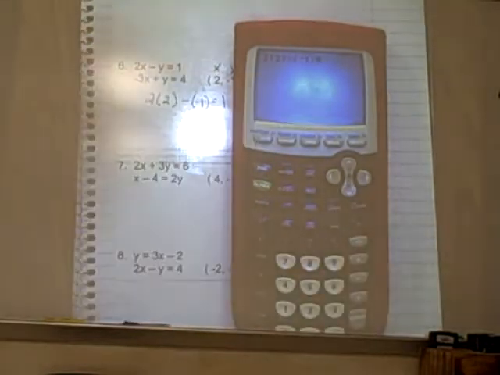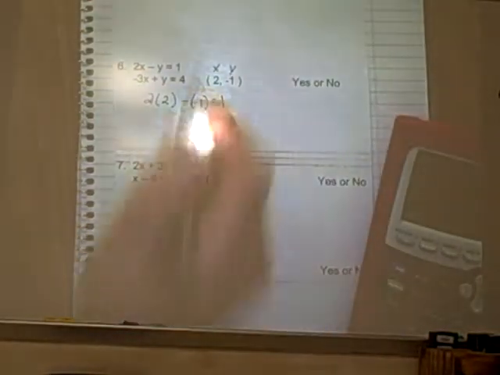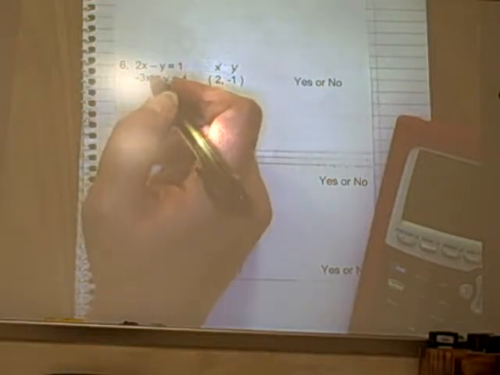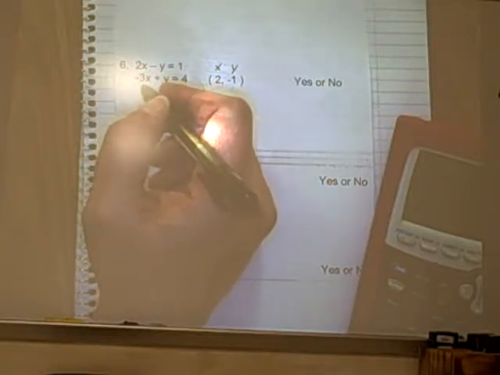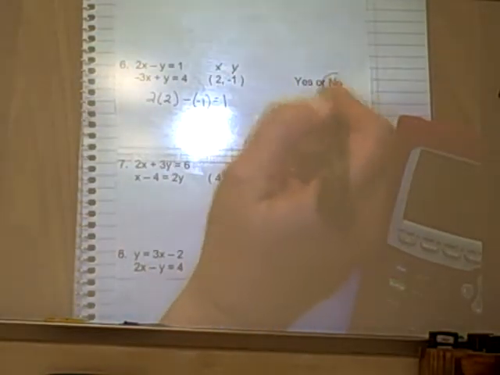So type that in just like that, 2 parentheses 2, minus a negative 1. Hit enter and see if you get 1. No, you get 5. So it doesn't work for that first one. If it doesn't work for the first one, there is no reason for you to do the second one, because the only way that can be the point that you're looking for is if it works for both. So that's a big no.